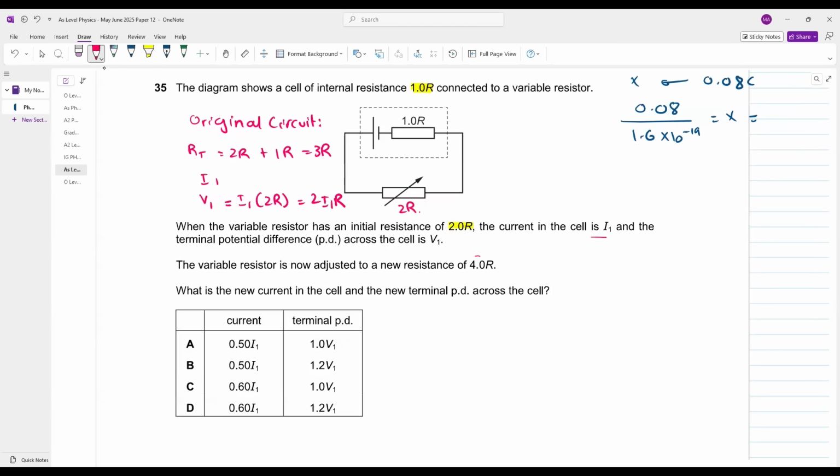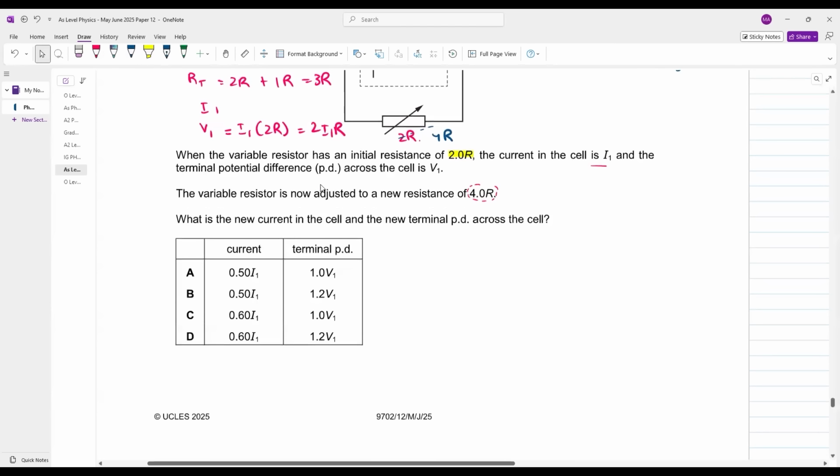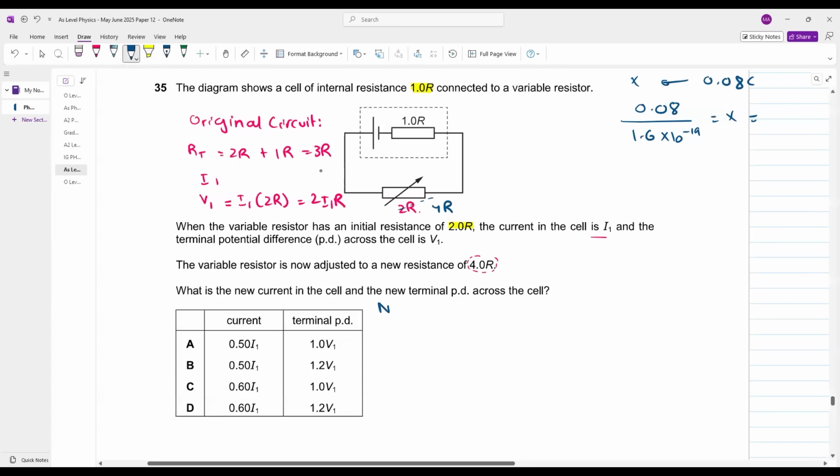Now the variable resistor is adjusted to a value of 4R. Okay, now this has moved to a value of 4R. So now in the new circuit, let's write it here. In the new circuit, what is your total resistance? R plus 4R, that is equal to 5R. ठीक है, अब new circuit में आपकी resistance क्या हो गई है? 5R. Okay. You have to calculate the current in the cell and the new potential difference across the cell.